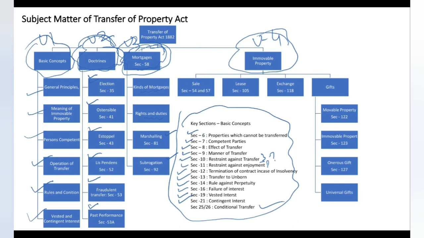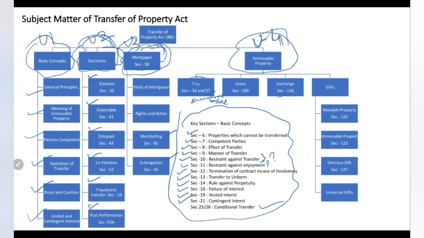And the fourth pillar talks basically about the different kinds of transfer of immovable property. One is sale, which is dealt in section 54 and 57. Section 57 talks about encumbrance to sale. Okay, and then lease, section 105, exchange, section 118, and then gift.